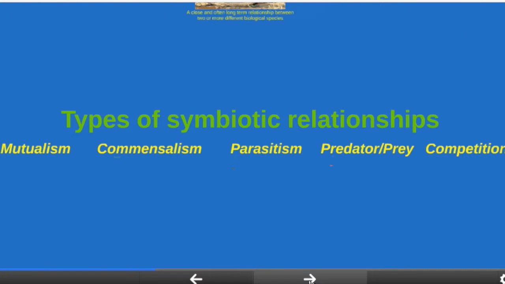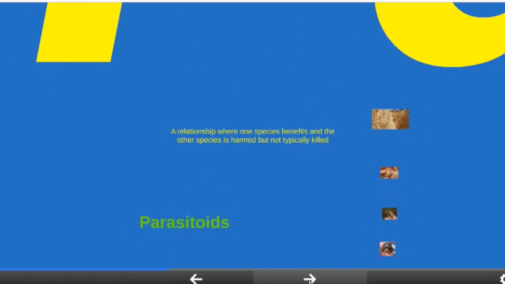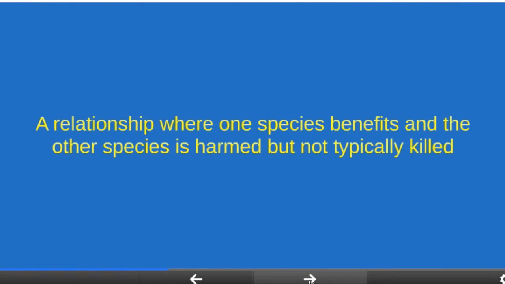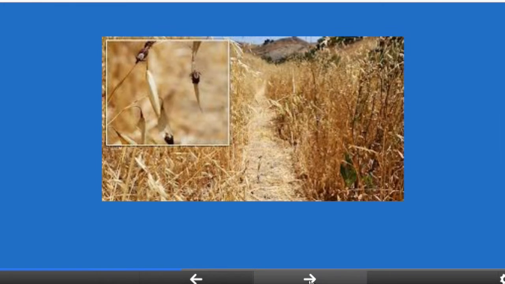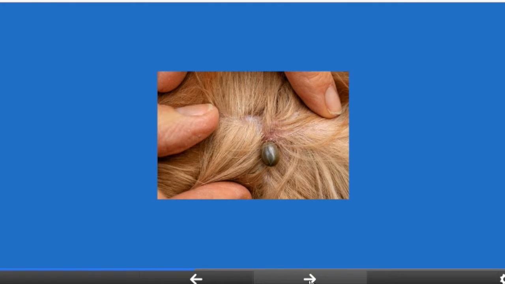The next relationship is parasitism. And this is where one species benefits and the other species is harmed but not usually killed. Examples of parasites include ticks. When a tick gets on an animal, it removes nutrients that would otherwise go towards that animal's metabolic needs. So the tick is benefited and the animal is harmed, but the tick doesn't ultimately kill the animal.